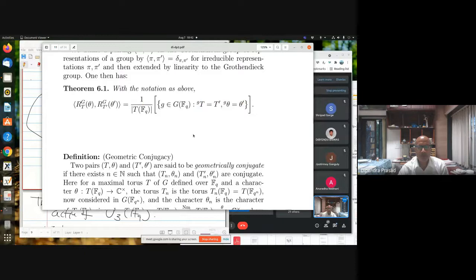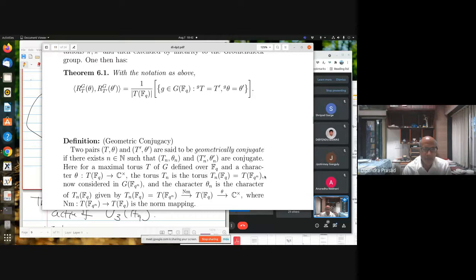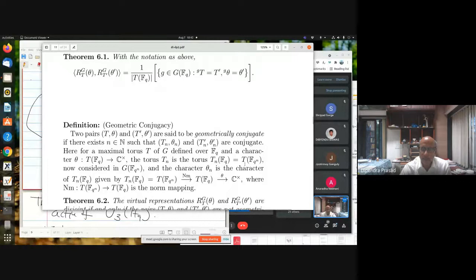But there is also a notion of what is called geometric conjugacy. Geometric conjugacy is that there exists an integer n such that (T_n, θ_n) and (T_n', θ_n') are conjugate. Here, for a maximal torus T of G defined over F_q and a character θ on T, the torus T_n is the same torus, now considered inside G(F_q^n), and the character θ_n is the character of T(F_q^n) given by the norm mapping from T(F_q^n) to T(F_q), followed by the character θ. This is called geometric conjugacy.